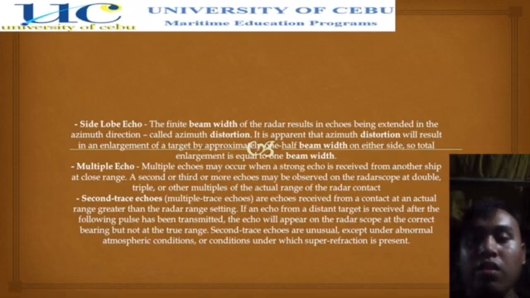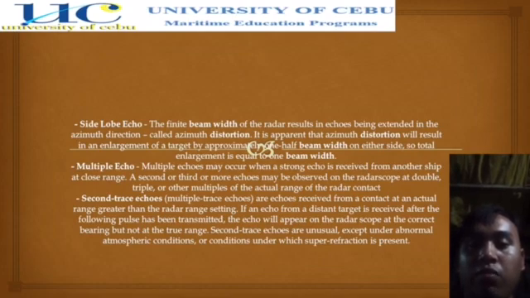Second trace echoes. Second trace echoes are echoes received from a contact at an actual range greater than the radar range setting. In such a case, the echo will appear on the radar scope at the correct beam bearing, but not at the true range. Second trace echoes are usually expected under abnormal atmospheric conditions, or conditions under which super refraction is present.